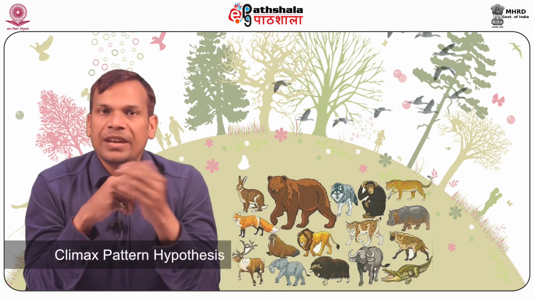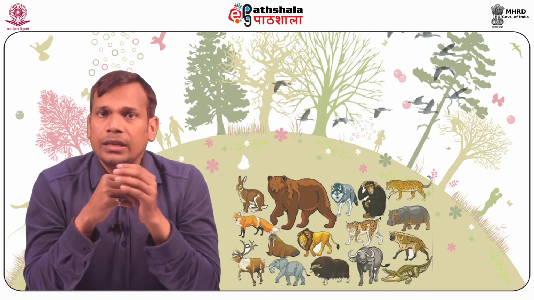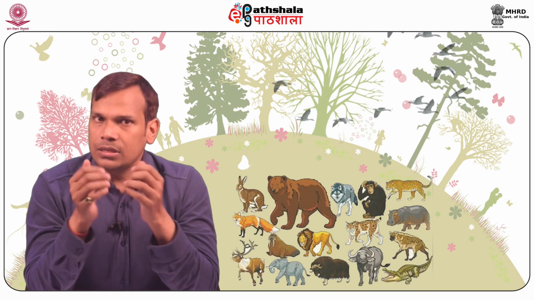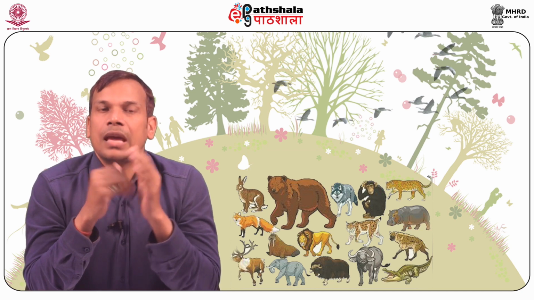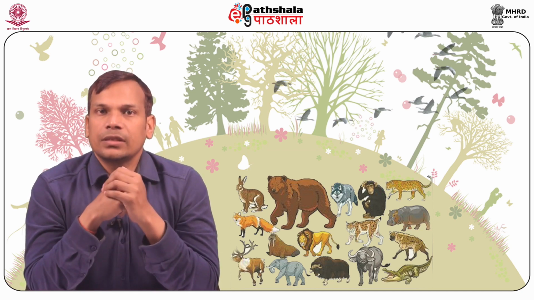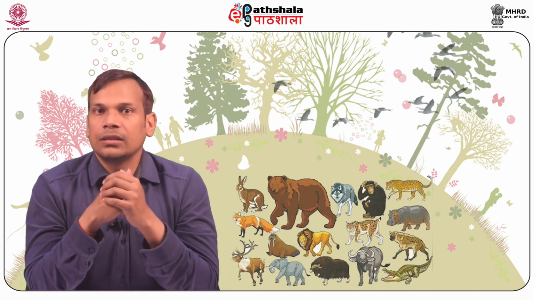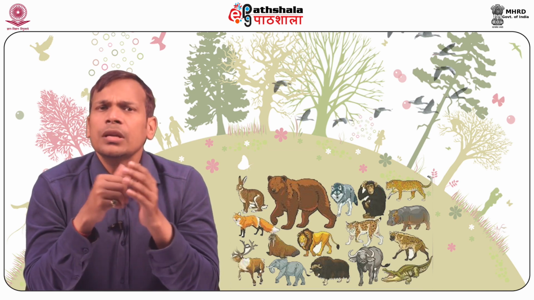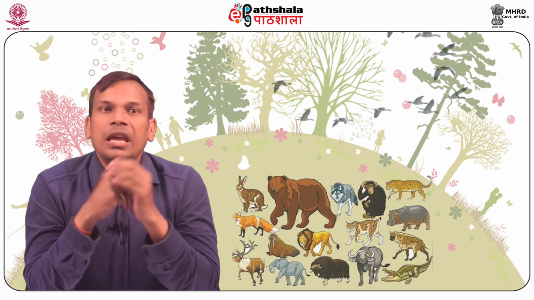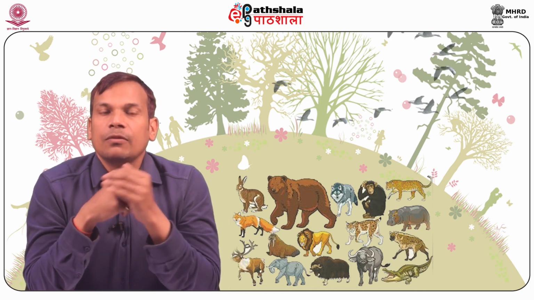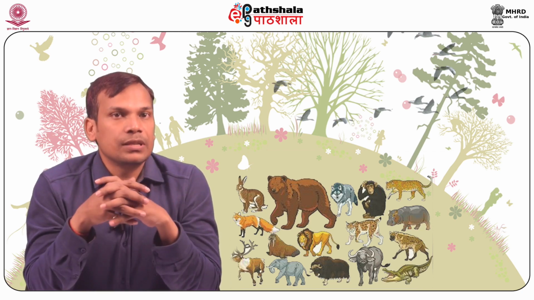Third is climax pattern hypothesis. This theory was proposed by R.H. Whittaker in 1953. It states that a natural community of the ecosystem is adapted to all the factors of the environment and not by only one aspect like climate alone. The major factors are genetic structure of the species, climate, soil, biotic factors, fire, wind and chances of dispersal.